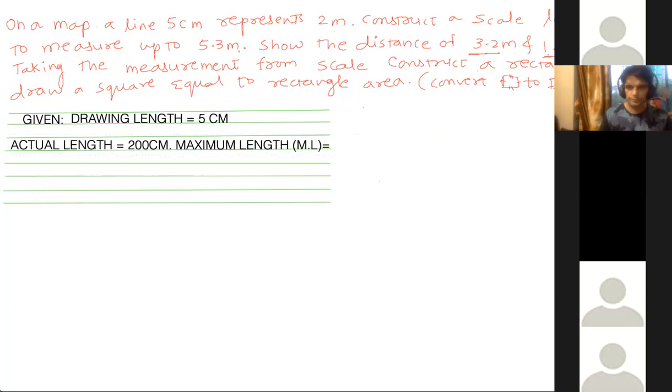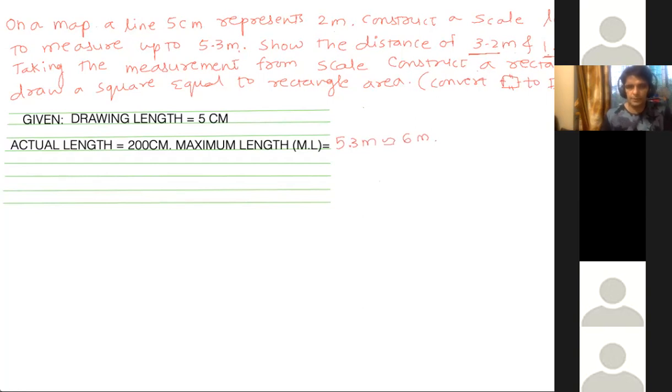Now I won't be writing 5.3. If maximum length is 5.3 meter, I will take 6 meter. Why? Because we always round off. We can't keep maximum length in fraction, because it is according to our division of scale. We divide scale according to maximum length. If maximum length is in fraction, it is not possible for us to divide into 5.3 parts. So we'll take 6 meter. Always round off. Even if it is 5.1, we will do 6.